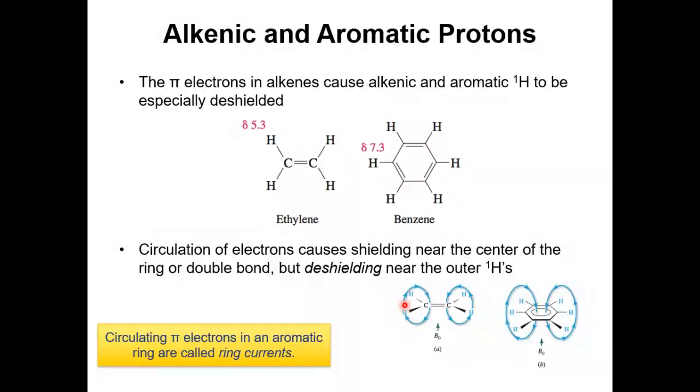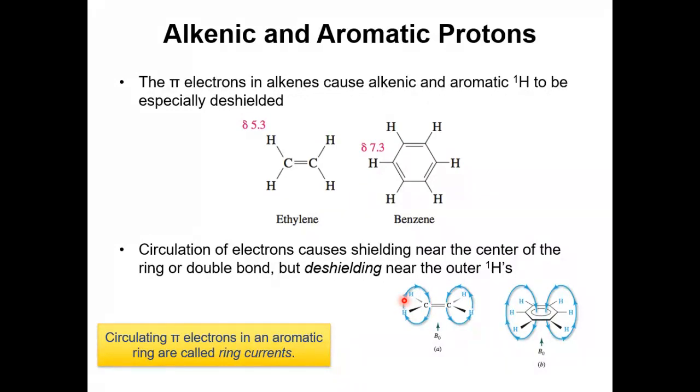So the center is against, but this is a loop, a magnetic field loop. At this region, the field generated by circulation of pi electrons actually is parallel to the external field. And it happens that those vinyl protons are in a region where the field generated by circulation of pi electrons enhances the external magnetic field. So those hydrogen atoms are in what is called the deshielding zone.